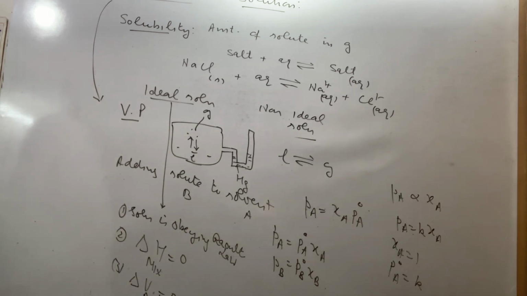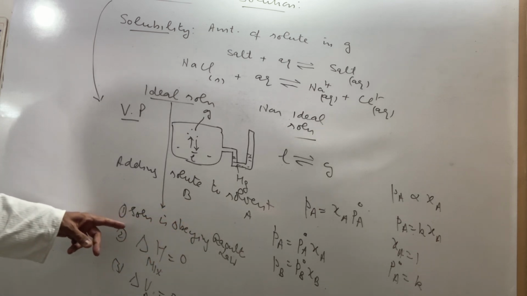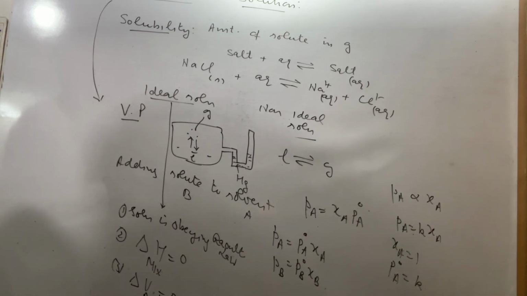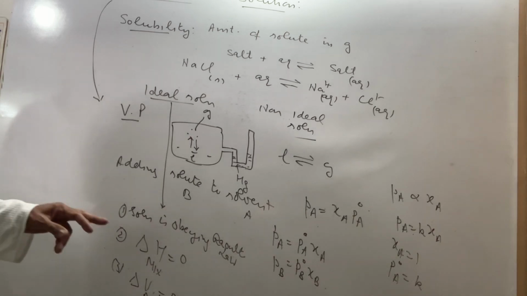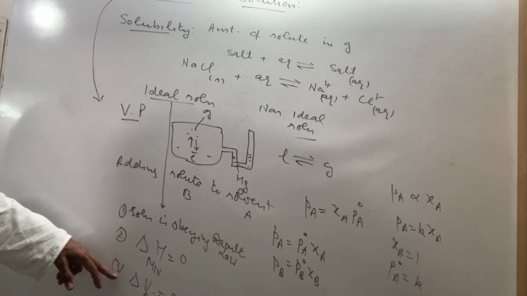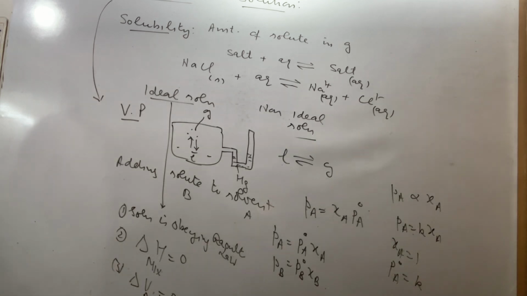So this is what we mean by an ideal solution. An ideal solution satisfies these conditions: it obeys Raoult's law, delta H mixing is 0, and delta V mixing is 0, because no new forces are created or old forces destroyed. So naturally no heat is produced or absorbed, and there is no change in volume. 10 cc of benzene mixed with 10 cc of toluene: before mixing the volume is 20, after mixing again it is 20. So final minus initial, no change. So delta V mixing is 0.